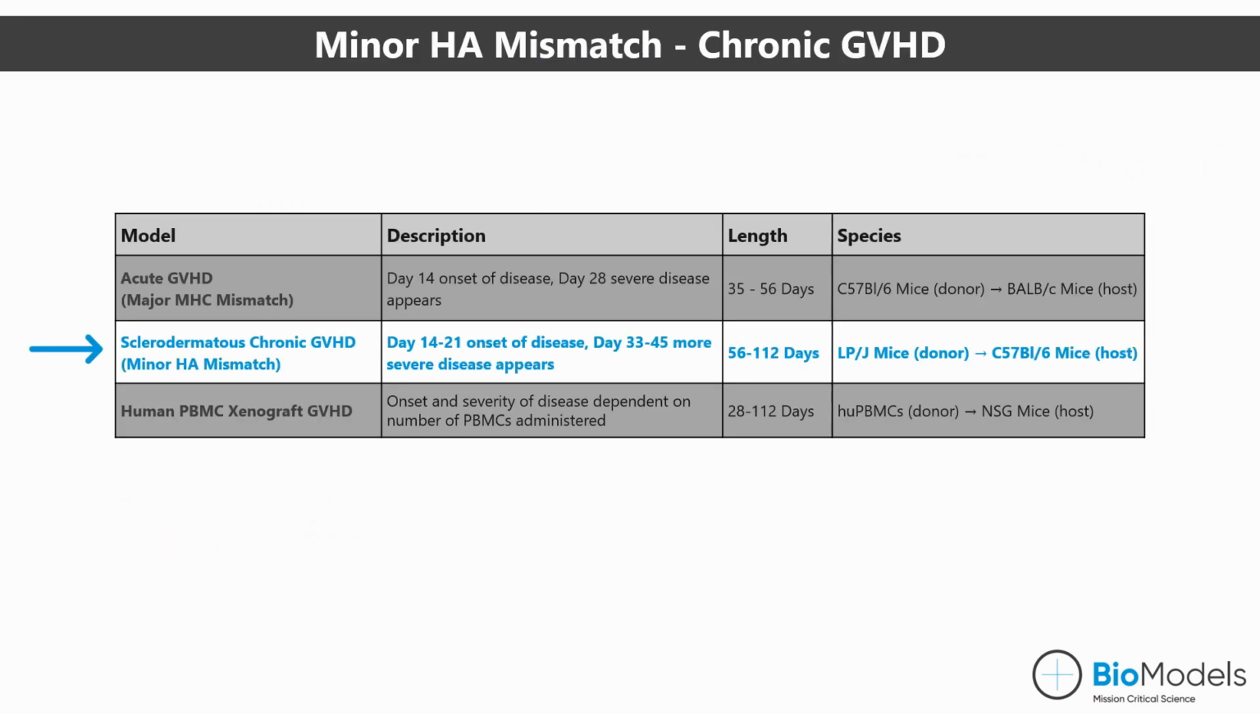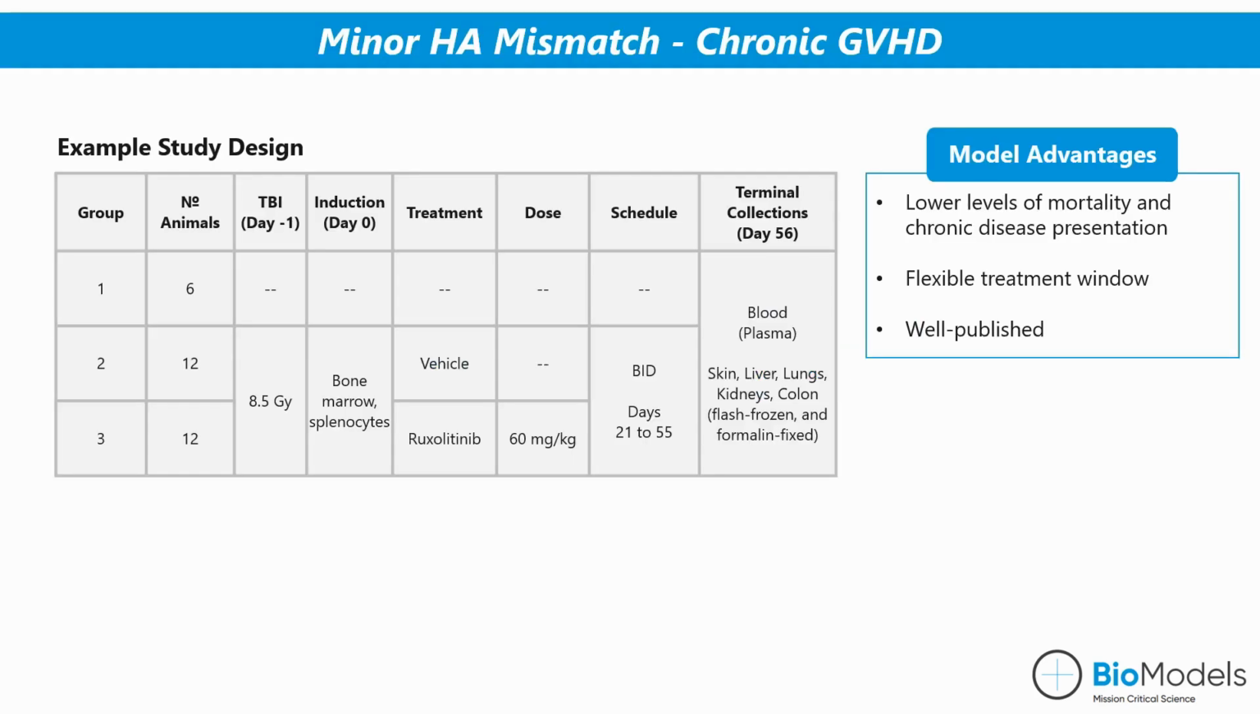So I'm next going to speak on the chronic GvHD model that we run. So this is a minor HA mismatch model and has more of a sclerodermatous phenotype. So the disease setup is very similar to that of the acute model, except we use different host and donor animals that only have a minor HA mismatch. This model is not as penetrant or severe in terms of mortality, but we are able to look at a lot more animals, typically tissue in these animals at the end of the model.